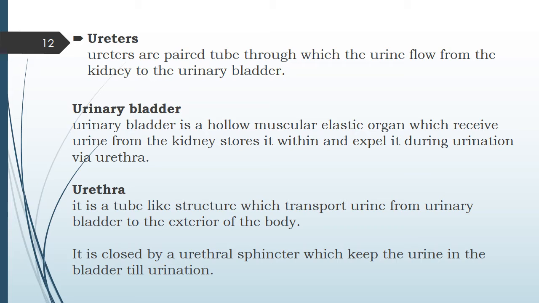The next part of the urinary system is the paired ureters. The ureters are the paired tubes through which urine flows from the kidney to the urinary bladder. The urinary bladder is a hollow, muscular, elastic organ which receives urine from the kidney, stores it, and expels it during urination via the urethra. The urethra is a tube-like structure which transports urine from the urinary bladder to the exterior of the body. It is closed by a urethral sphincter, which keeps the urine in the bladder until urination.